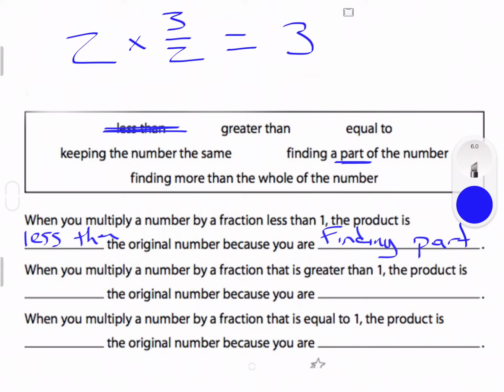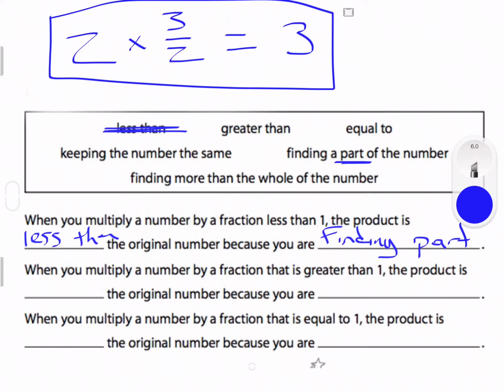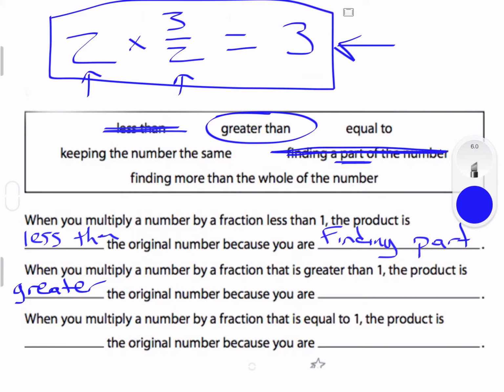So our expression, our number sentence, the thing I just wrote up here in blue, matches the words. You're multiplying a number by a fraction greater than 1, and we want to figure out that the product is what? Well, 3 is more than 2. So that's going to be this answer right here, greater than. Greater, and it's not going to fit. Greater than. Because we're not finding part of the number anymore. We're finding more than the whole of the number. It is more than 1/2 of 2. So that's going to be finding more.